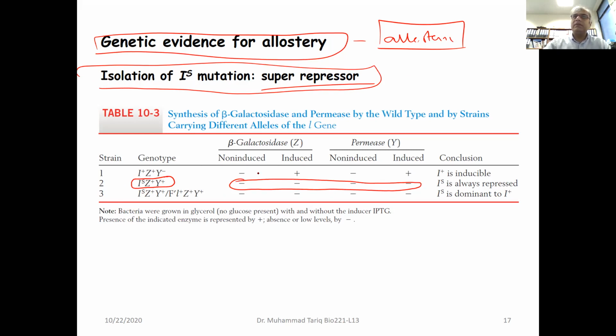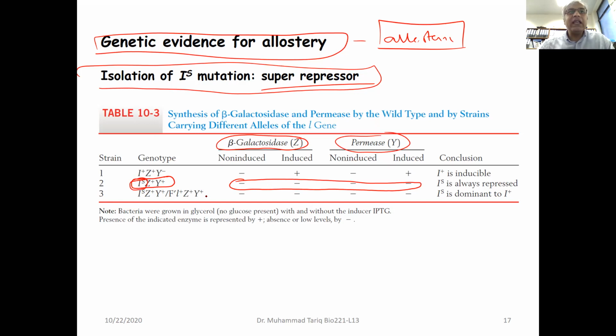Phenotype. They discovered a mutant phenotype in which beta-galactosidase and permease both were permanently off, always, whether you add lactose or IPTG. And when they mapped the mutation, they found that the mutation is in the repressor region. They named it super repressor.